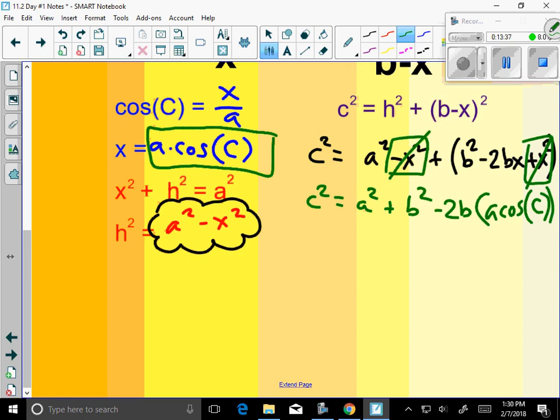I'm going to rearrange it, clean it up, and then you're going to say, what? I forgot to wear my glasses. Hold on. A squared plus b squared minus 2, commutative, move them around, ab cosine of c. Is that impressive? Are you like, wow, that's great? Thank you for the fake enthusiasm.